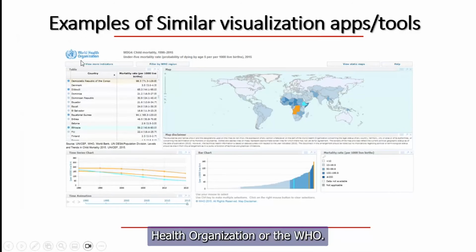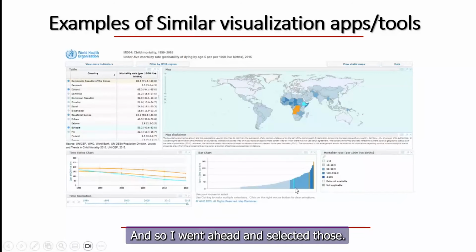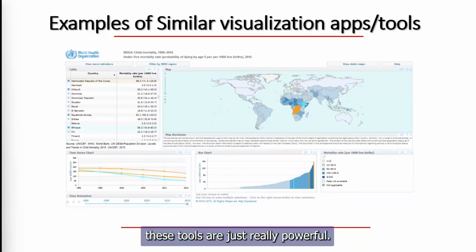Another example is from the World Health Organization, or the WHO. They're looking at childhood mortality from 1990 to 2015 here. You can quickly see the areas that do not have an issue and the areas that do. I happen to be from East Africa, so I was very interested in those that are high for this, and so I went ahead and selected those. You can see over the years, that trend is a downward trend. So that's good to note because it is a very sad statistic. So in just a few minutes, we've learned more about this information. As you can see, these tools are just really powerful and they do put data at our fingertips.